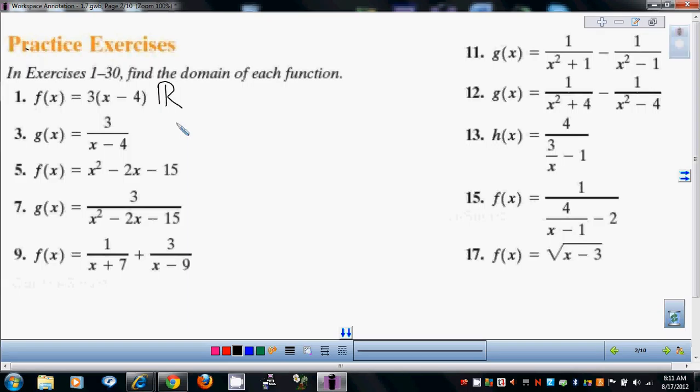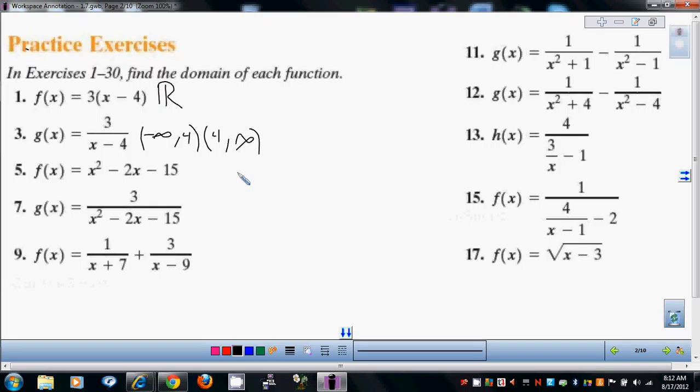Number three. What can't x equal? 4. Right. Now there's several ways you could tell me that this thing has an exclusion of 4. You could say that the domain is negative infinity to 4, and then 4 to infinity. Notice there's no brackets, so you've told me that 4 is not included.